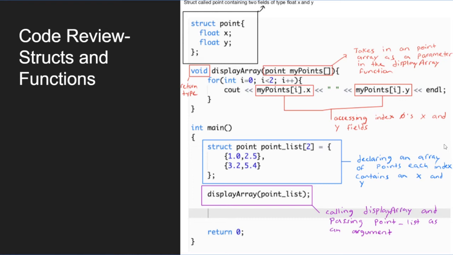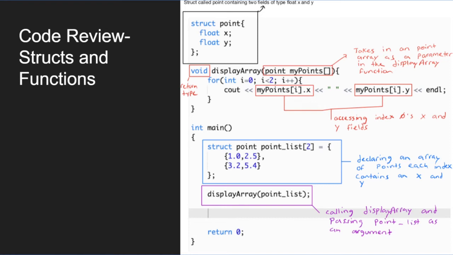Why aren't you using a period in this code? Sorry, what? A period in this code? Right here. Oh, we are. We're using a period, the red boxes. Mm-hmm. The my points brackets, okay. I dot x, my points brackets I dot y.